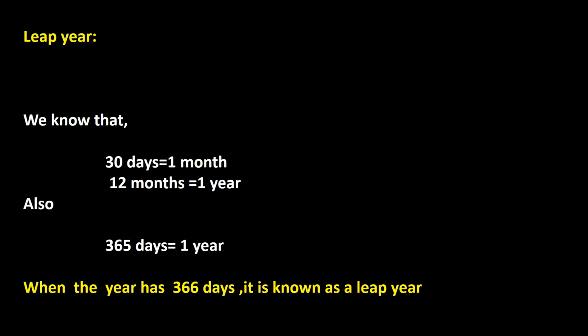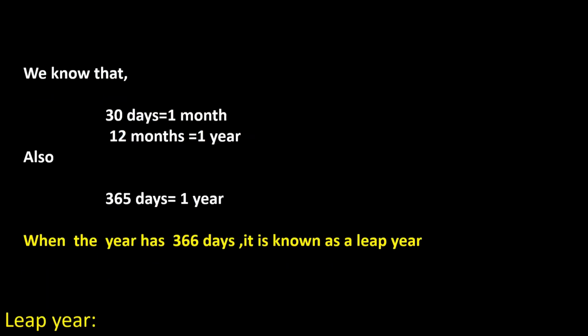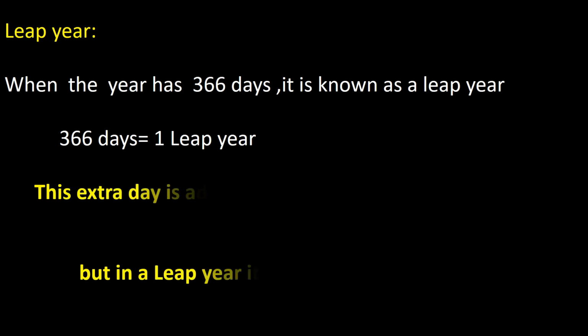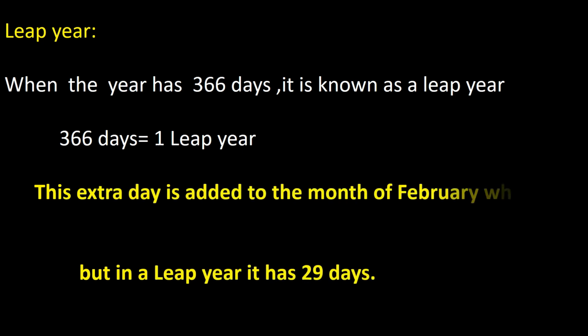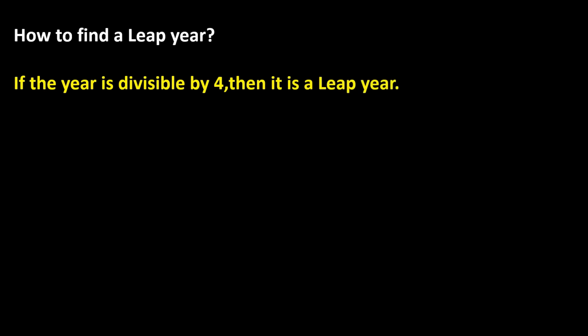So a leap year has an extra 1 day, that is 366 days, and it is known as a leap year. This extra 1 day is added to the month of February. Usually the month of February has 28 days, and in a leap year this extra day is added to the month of February and it has 29 days, and thus it is known as a leap year.